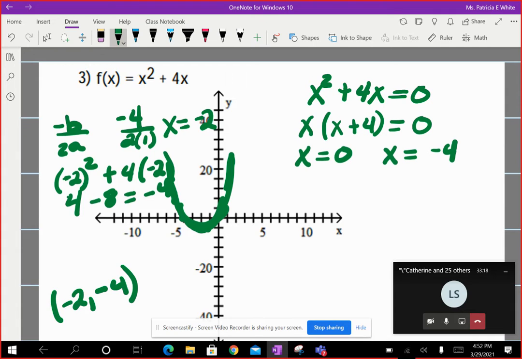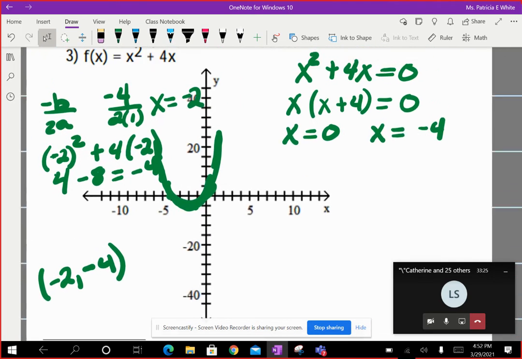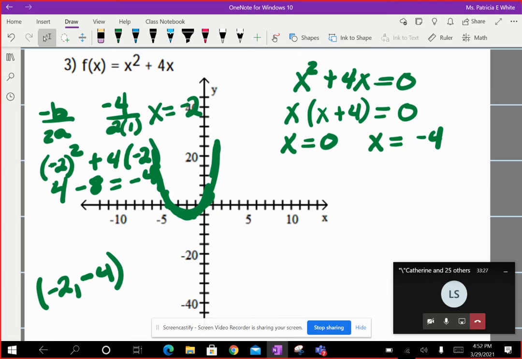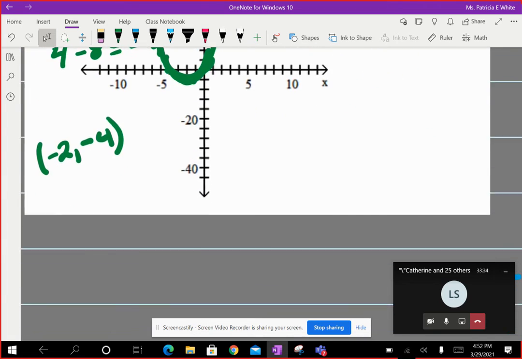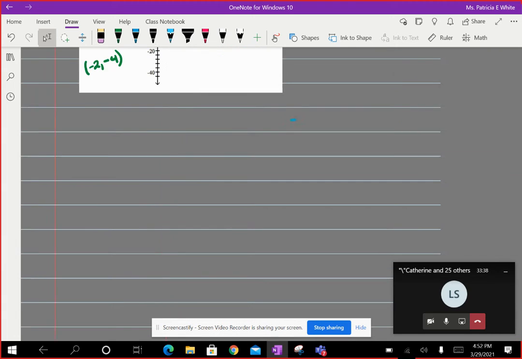Again, know how to get that vertex. Okay, that vertex is going to answer a lot of your questions. In class and at home, if I'm working a problem and you want me to go back and explain why did you, where did you, you've got to tell me.